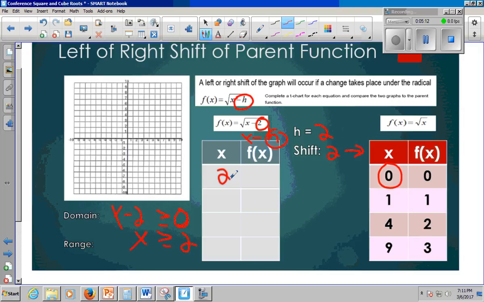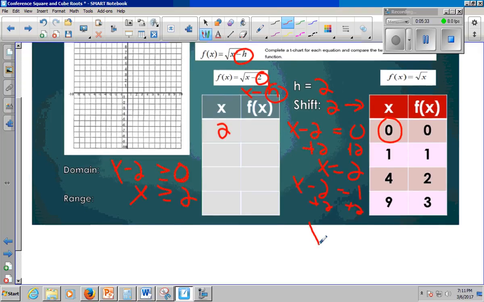Well, let's see how we can solve for these good points. So we want x minus 2, which is under the radical, to equal 0. So if I add 2 to both sides, that's what I get, x equals 2. Right? So if I want x minus 2 to equal 1, if I add 2 to both sides, I get x equals 3.